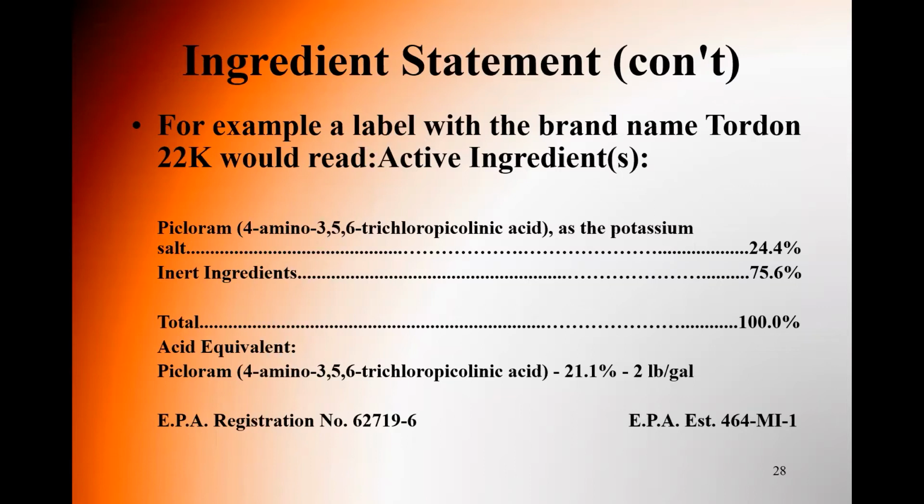If it's picloram at 24.4%, then you know it's the same as Tordon 22K. You're buying the active ingredient. Usually the higher the percentage of that active ingredient, the more product you're getting for your money. So maybe that's going to be the better buy.